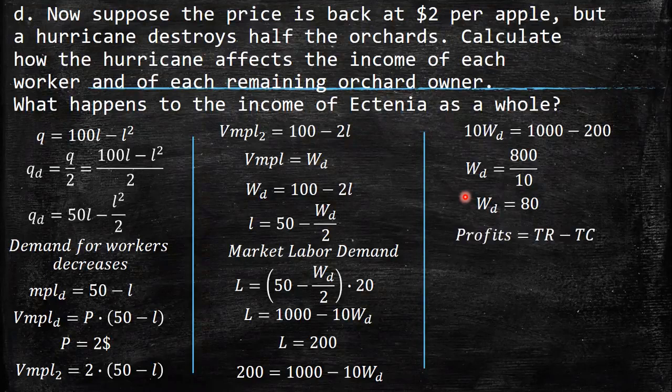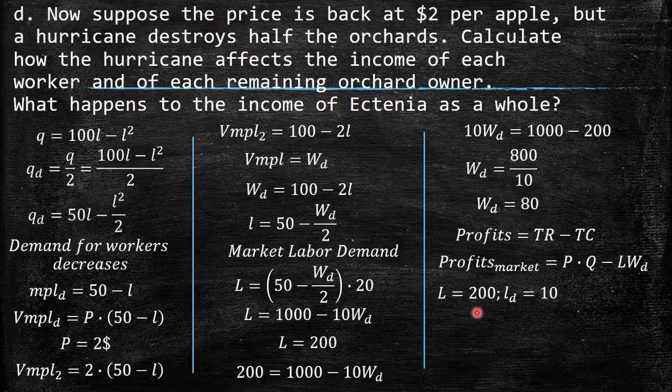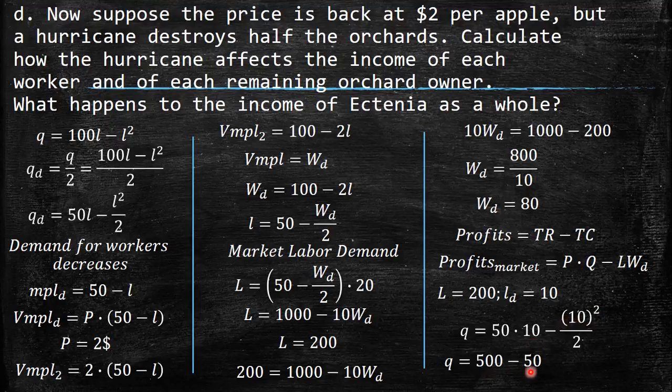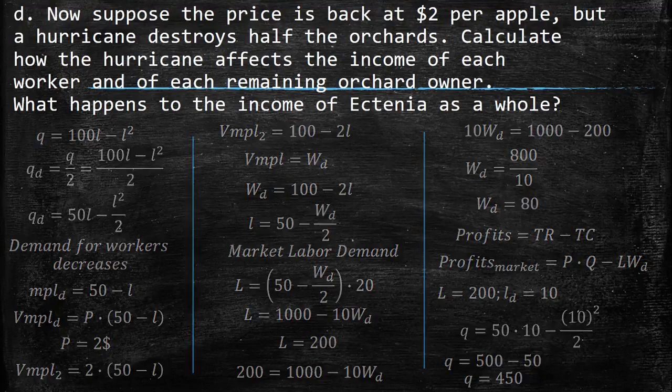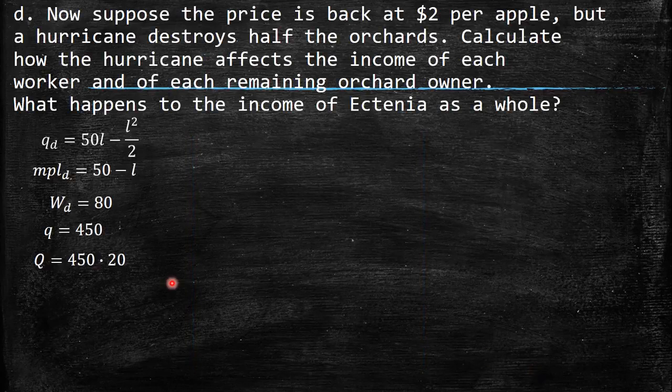Then on this occasion, with the wages they have, the profits are equal to the total revenue minus total cost. The profits of the market are equal to the price times Q minus L times WD. So we are talking about the total market. Before, we need this Q. Remember L is equal to 200, so L for each orchard should be 10, and then we just replace in this curve. The production should be 50 times 10 minus 10 squared over 2, which is 500 minus 50, and then the production of each orchard is 450, which is automatically half of the previous one, and then times 20.